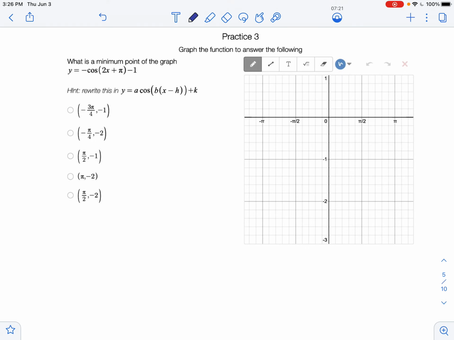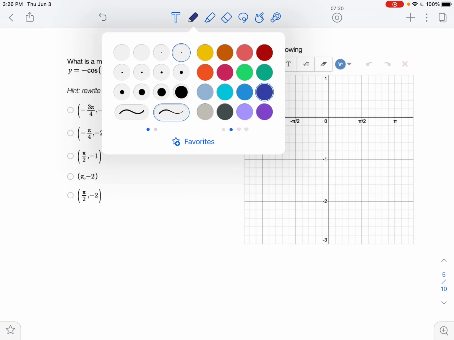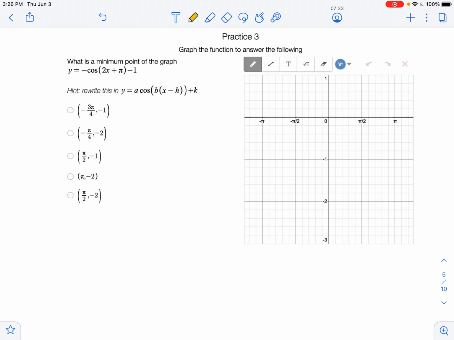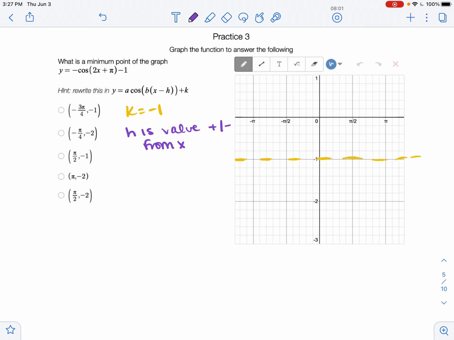Practice 3 kind of packs a little bit of a punch. Not only is it cosine, which is a little harder to transform, but it's not in transformation notation. So that comes up as an issue in the later steps of graphing and not so much at the start of this, right? Identifying our k value is pretty straightforward. It's the number added or subtracted to our trig term. So our midline is at y equals negative 1. The form that this is in becomes problematic when we go to find our h value. H is the value that is added or subtracted from x.